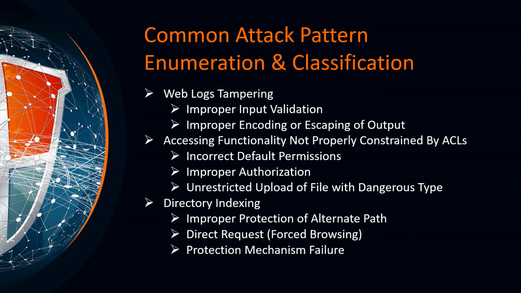Next is common attack pattern enumeration and classification. Web logs tampering, where the weaknesses are improper input validation, improper encoding or escaping of output. Next is accessing functionality not properly constrained by ACLs, where the weaknesses are incorrect default permissions, improper authorization, unrestricted upload of file with dangerous type. Next is directory indexing, where the weaknesses are improper protection of alternate path, direct request, and protection mechanism failure.